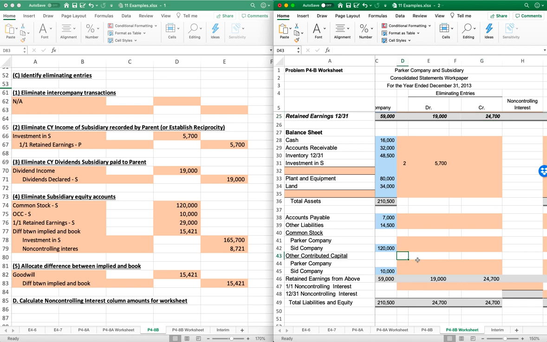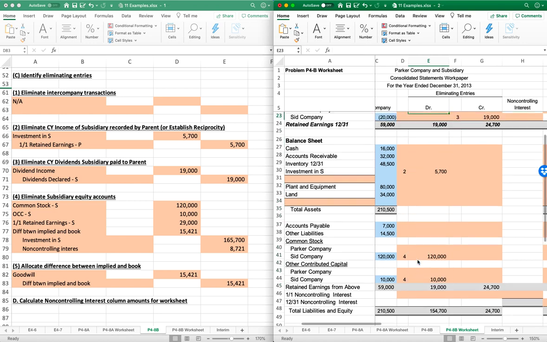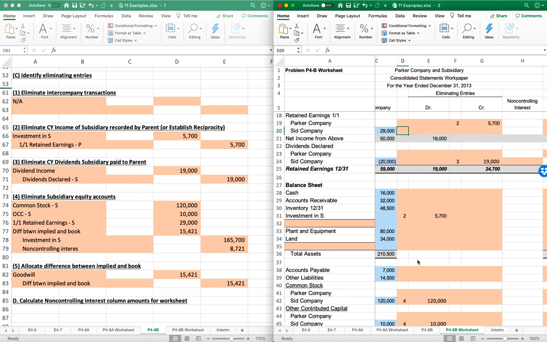Our next one starts with a debit to common stock of our subsidiary for $120,000, followed by a debit to other contributed capital of $10,000. And then a debit to 1/1 retained earnings. So we have to head back up to our retained earnings statement. And that is a debit of $29,000.